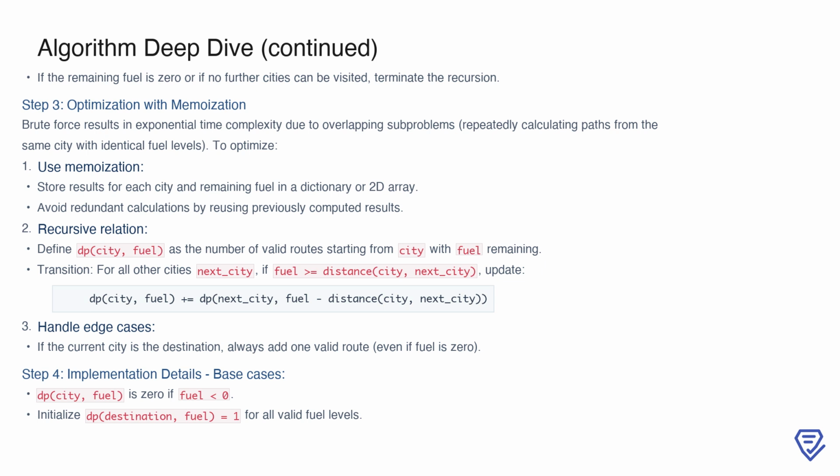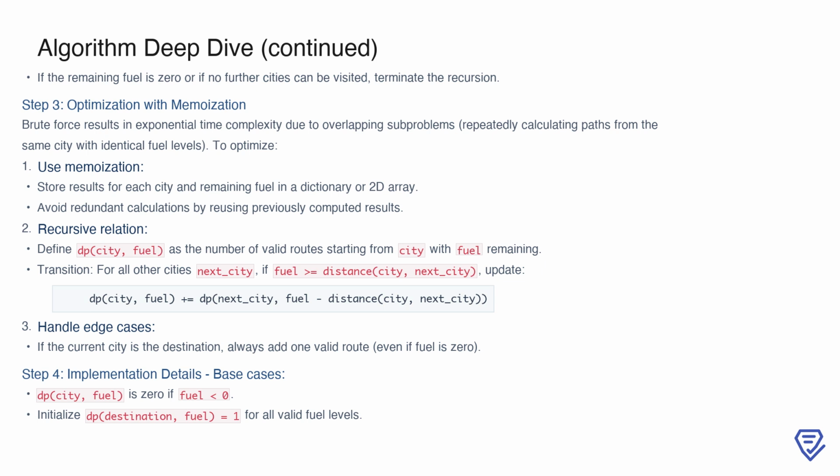The recursive relation is defined as follows. Let dp[city][fuel] represent the number of valid routes starting from a given city with a specific amount of fuel. For each possible next city, if the remaining fuel is greater than or equal to the distance to that city, we add the result of dp[next_city][fuel - distance(city, next_city)] to the current dp[city][fuel]. Additionally, if the current city is the destination, we always add one valid route to account for the case where no further movement is needed.